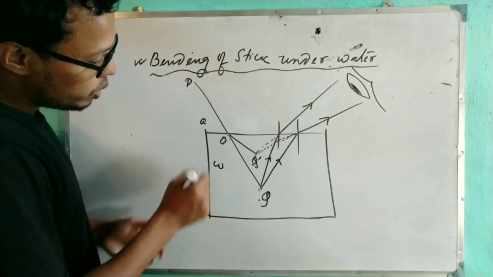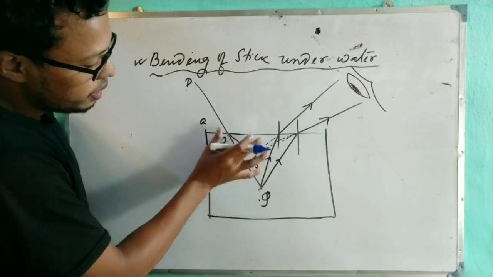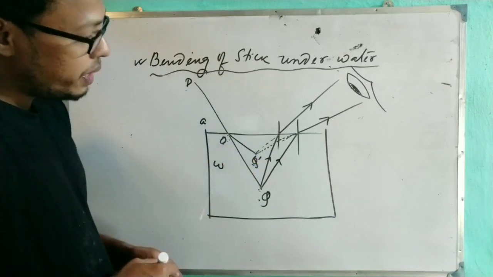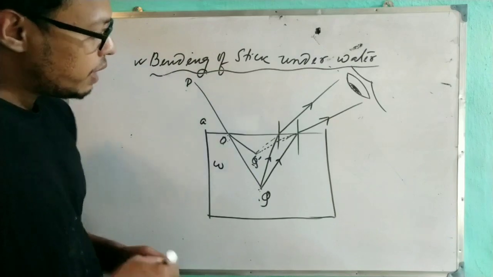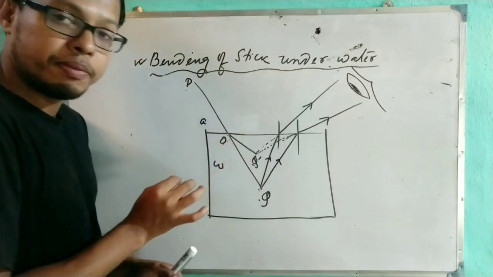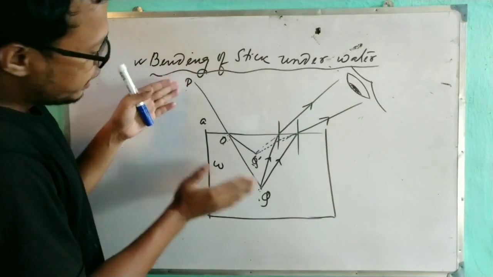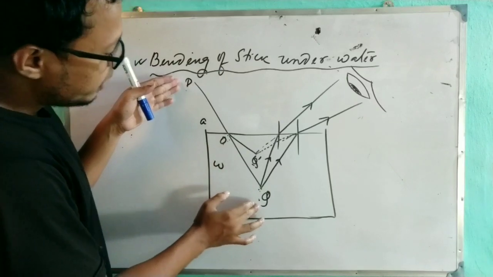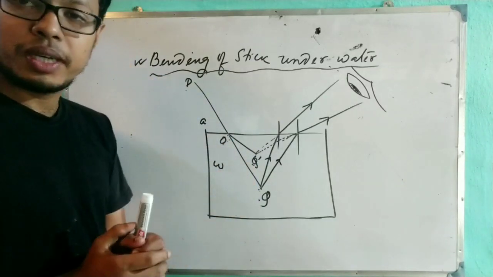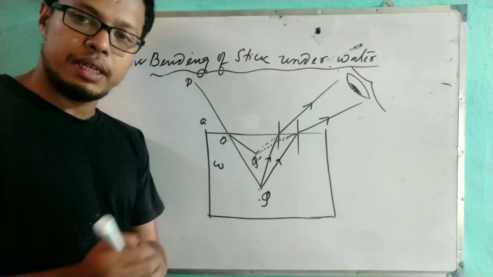So the OQ part, the emergent part, appears to be OQ dash. That means the emergent part appears to be raised. So therefore there is a bending at the point O, the water-air interface. So the stick POQ appears as POQ dash. Okay, this is all about real depth and apparent depth and some applications.